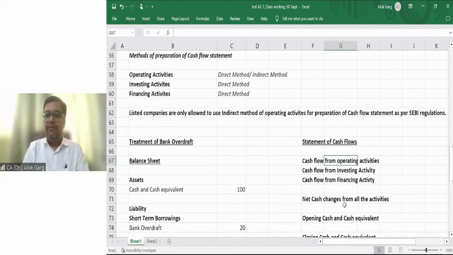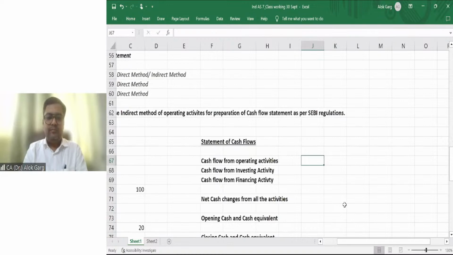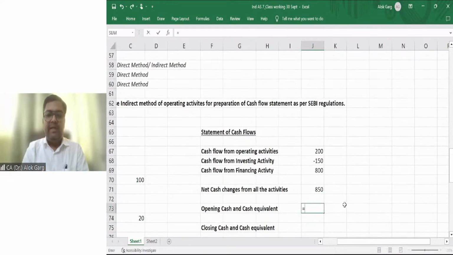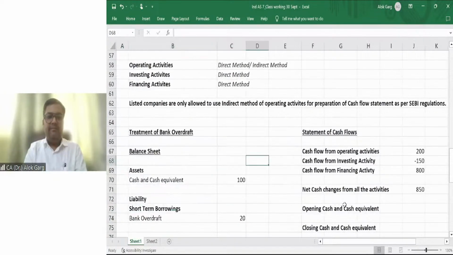Right? For example, it is 200 positive, it is 150 negative, it is 800 positive, right? So the entire net cash change is 850. Your opening cash and cash equivalent, and this is your current year. Let's say 31st March 23, and this is your last year comparative, 31st March 22.